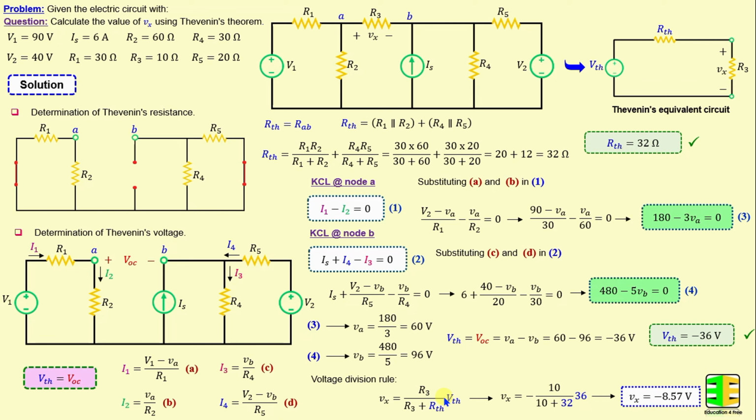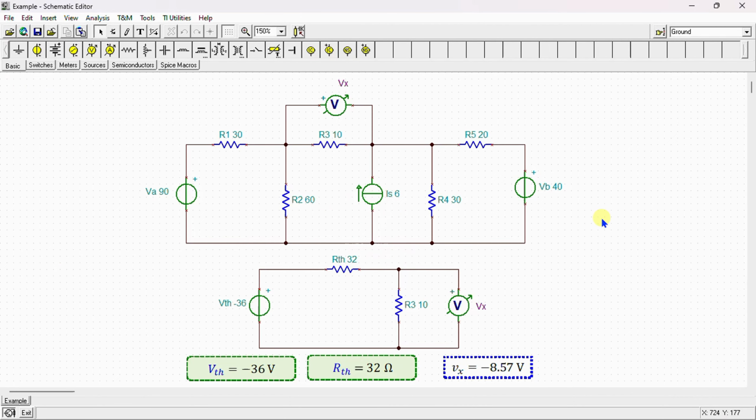After completing the calculation, I perform a simulation using SPICE to verify our results. Now let's proceed to the SPICE environment. Here is our network drawn in the SPICE simulator. This is the original circuit, and this is the equivalent Thevenin circuit. I connect here a voltmeter in order to measure Vx in the original circuit, and here I connect a voltmeter in order to measure Vx in the equivalent circuit.